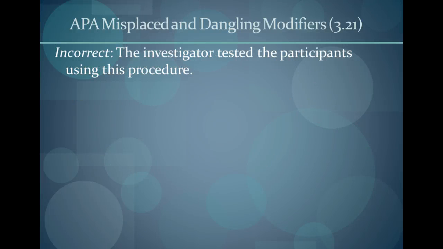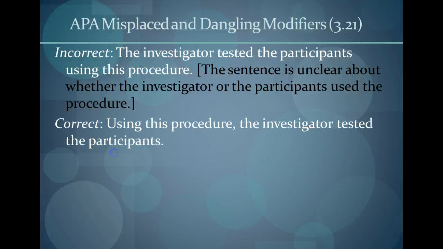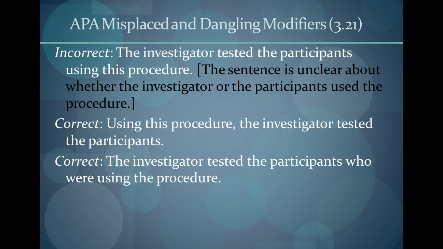So an incorrect usage would be if you wrote, "The investigator tested the participants using this procedure." What's unclear about it is it's hard to understand who used the procedure, whether it was the investigator or whether it was the participants. So a more correct wording would be, "Using this procedure, the investigator tested the participants," which now makes it clear that it's the investigator who's using the procedure. Or if that's not what was meant, you could say, "The investigator tested the participants who were using the procedure." Again, it makes it clear in that case who's using the procedure because you don't have a misplaced modifier.